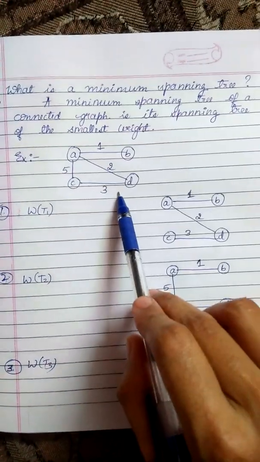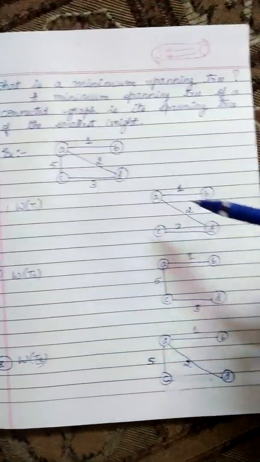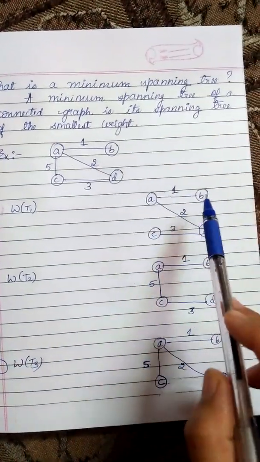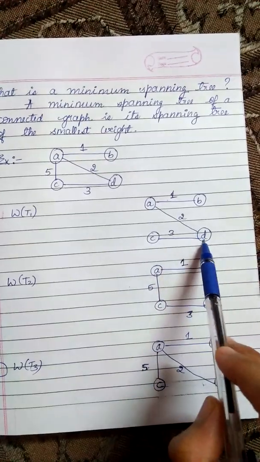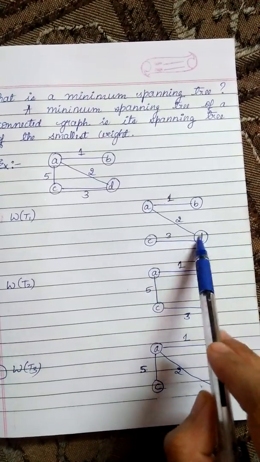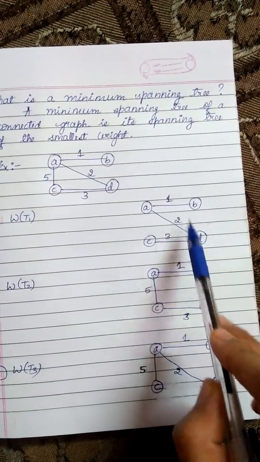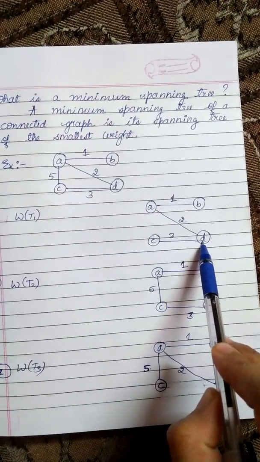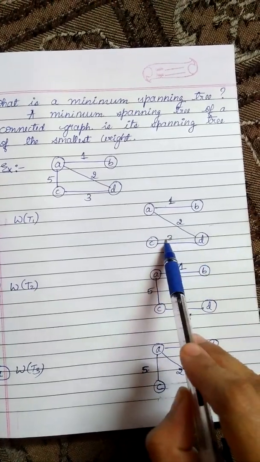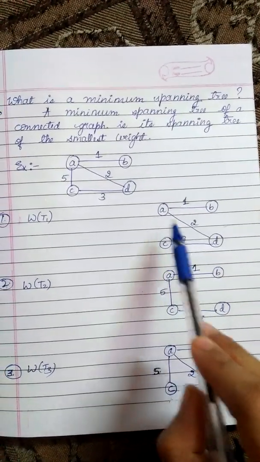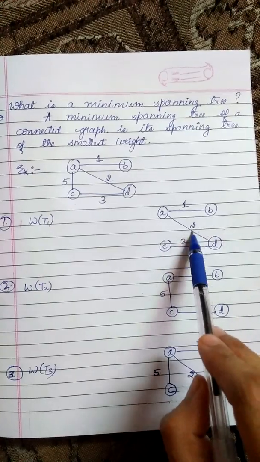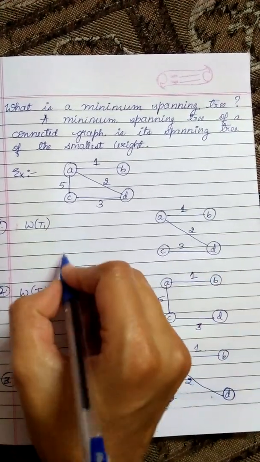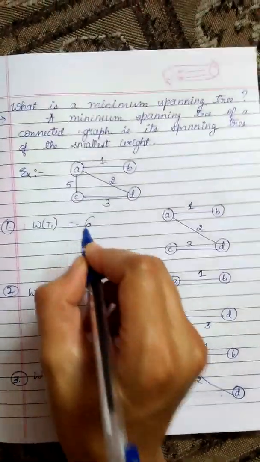If you consider this particular graph, we can have 3 spanning trees. The first one is A to B, A to D and C to D. This is a spanning tree because it has all the vertices, that is the first condition. The second condition is that it doesn't form a cycle. Now what is the weight of this first spanning tree? That is 1 plus 2 plus 3, which is 6.